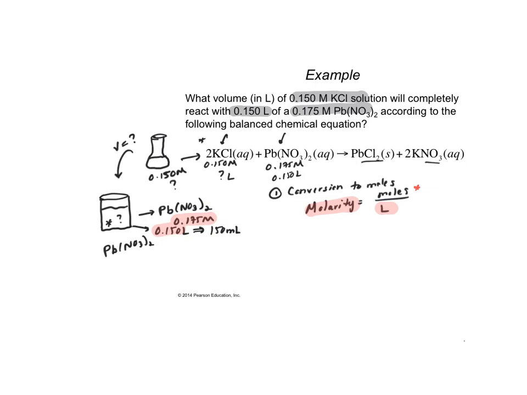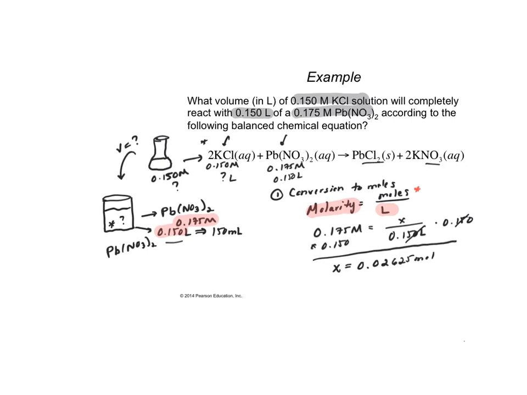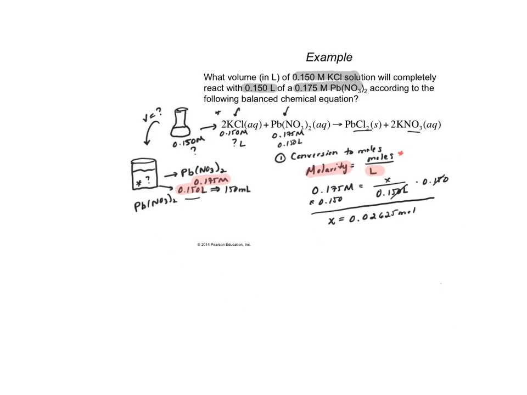So if we go ahead and plug that in, we have 0.175 molar is equal to some unknown x over our volume here. We have 0.150 liters, right? So to solve for x, I'm going to multiply both sides by 0.150. This guy cancels, and we are left here with x is equal to 0.02625 moles, and that's of PbNO3.